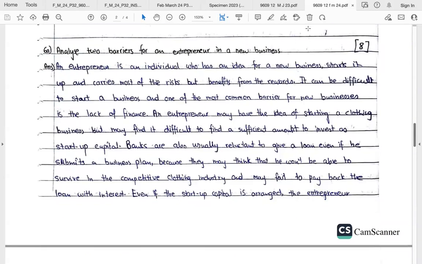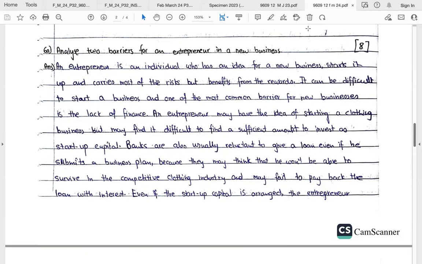Analyze 2 barriers for an entrepreneur in a new business. This is an 8 marks question. An entrepreneur is an individual who has the idea of a new business startup and carries most of the risk but benefits from the rewards. It can be difficult to start the business, and one of the most common barriers for the new business is the lack of finance. An entrepreneur may have the idea of starting a clothing business but may find it difficult to find a sufficient amount to invest as the startup capital.